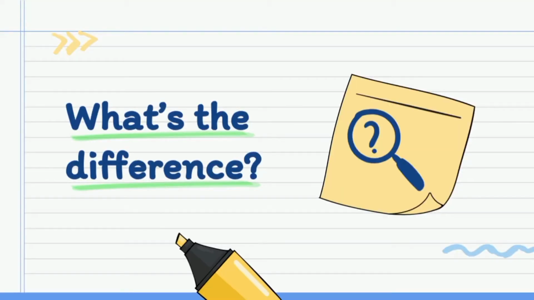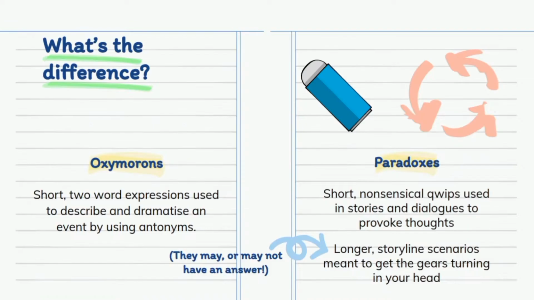Now, what's the difference between these two figures of speech? Well, oxymorons are short expressions we use to dramatize a situation, made up by two opposite words. Paradoxes are nonsensical quips we use to showcase a meaning, kind of like a short fable. Some longer, story-like scenarios are just meant to make you think a lot, and they may or may not have an answer. So the real resemblance is that on their own they don't make sense, but when you put them in a text or a sentence, they give it a deeper meaning.